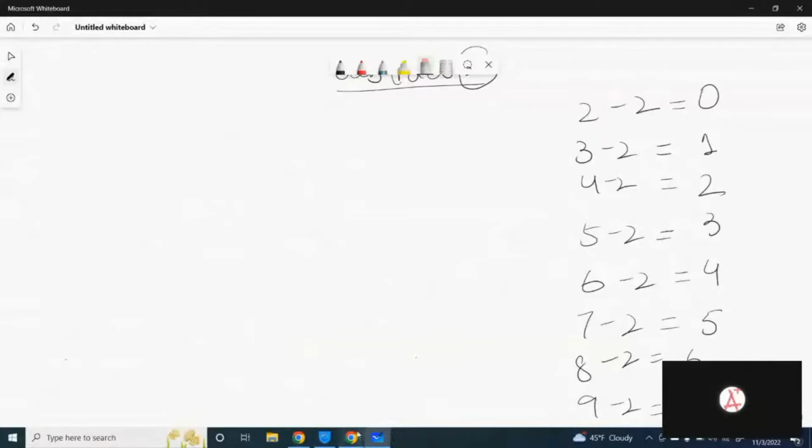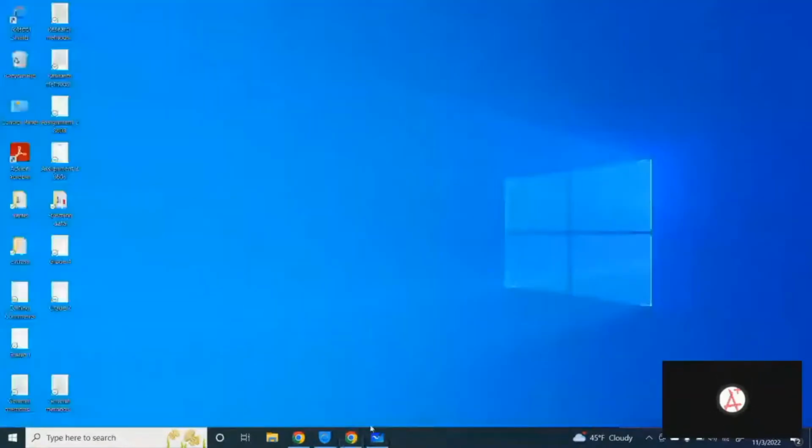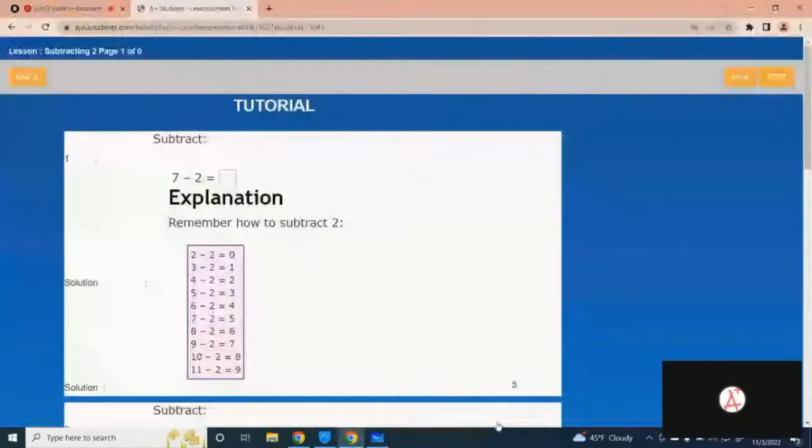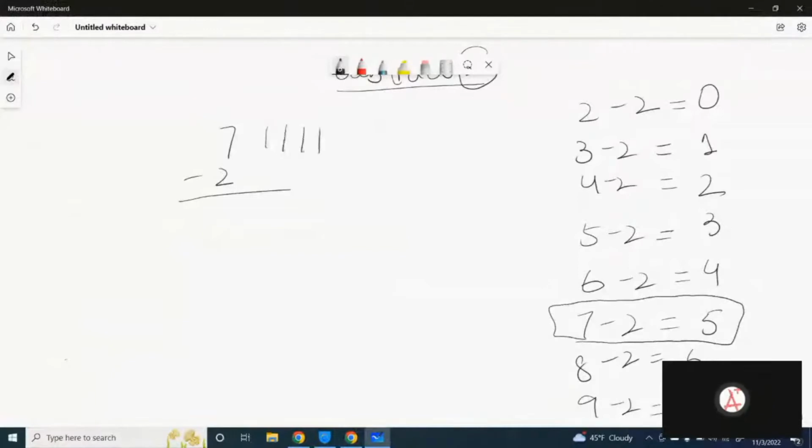Okay, let's start with examples. So subtracting 2. Let's start with the first example, 7 subtract 2. If you have already learned the table, 7 subtract 2 is 5. Got it? Or you can make just 7 lines, 1, 2, 3, 4, 5, 6, 7. Just remove 2 of them. Now you can see how many lines you are left with. 1, 2, 3, 4, 5. Just count the lines you haven't crossed. So you're left with 5. Got it? So 7 subtract 2 equals 5.